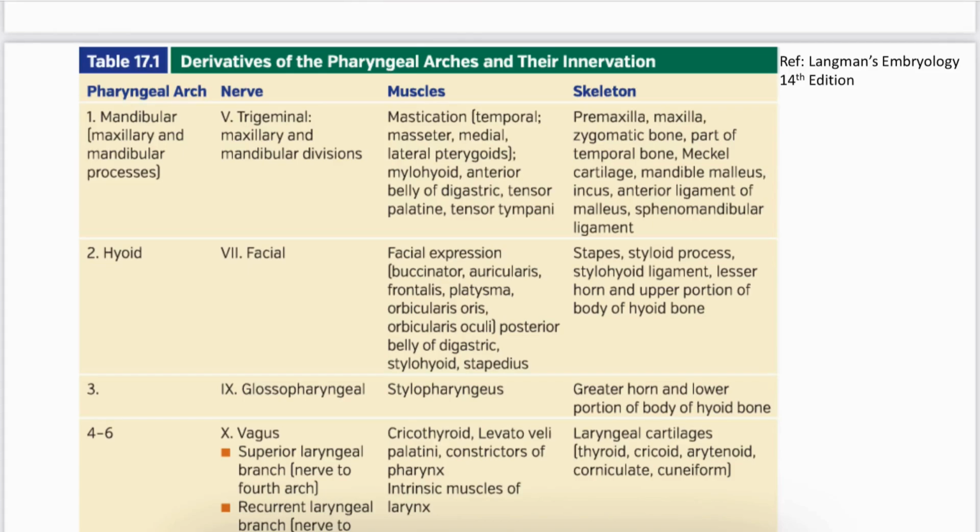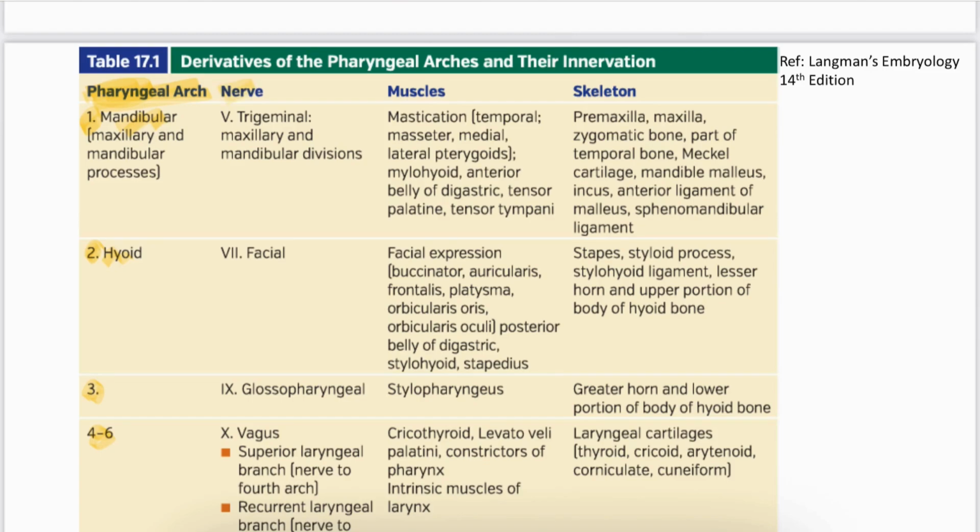In this table, we can see that there are 4 different columns. The first column over here is about the pharyngeal arches. We have the first arch, the second arch, the third, fourth, and the sixth arch. The first arch is also known as the mandibular arch. The second arch is known as the hyoid arch. The third, fourth, and sixth have no specific names.